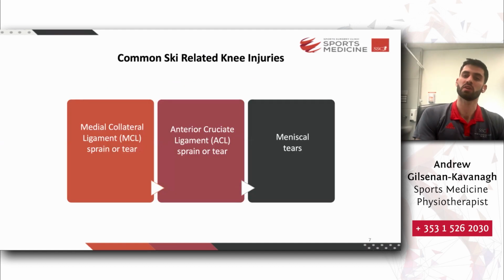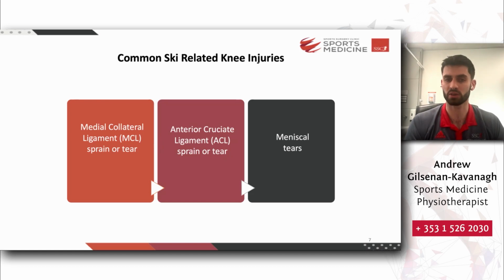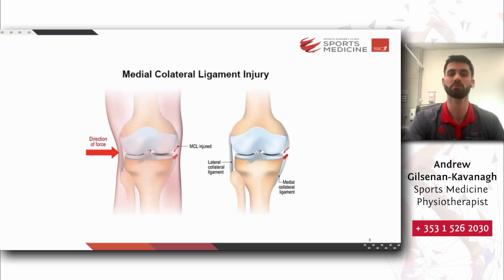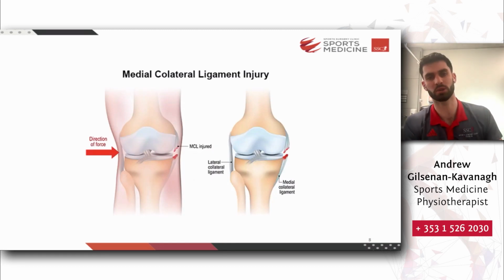So let's talk about these most common injuries. So as we discussed, the MCL, or the medial collateral ligament, this is the most common injury. So a sprain or a tear in this ligament. The anterior cruciate ligament is the next most common, and again we can have sprains, which is a more minor injury, or a tear, complete rupture. And then we also have meniscal injuries, which are the shock absorbers in the knee that can be injured from skiing related falls.